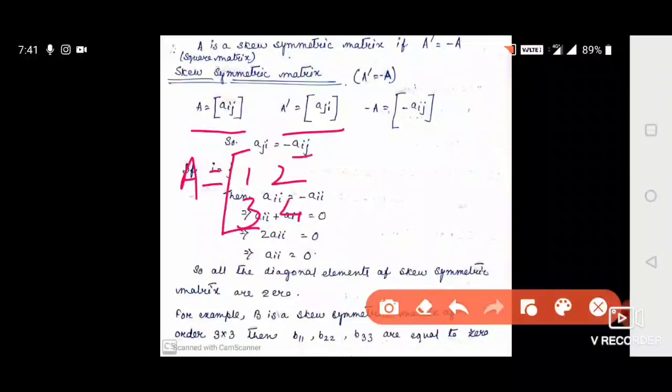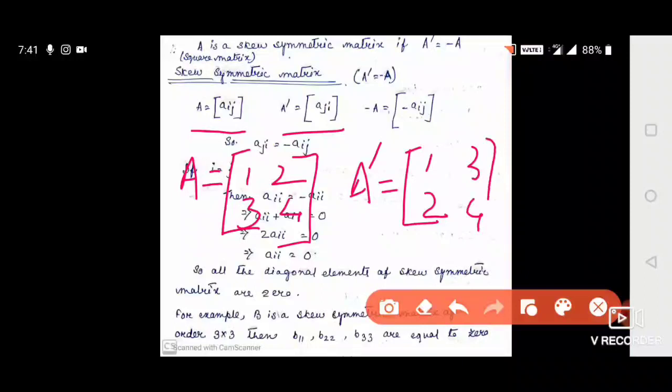The matrix should be a square matrix, then A transpose will be... now see here these two. In matrix A, 2 is the element of first row second column, but in A transpose 2 is the element of second row first column.